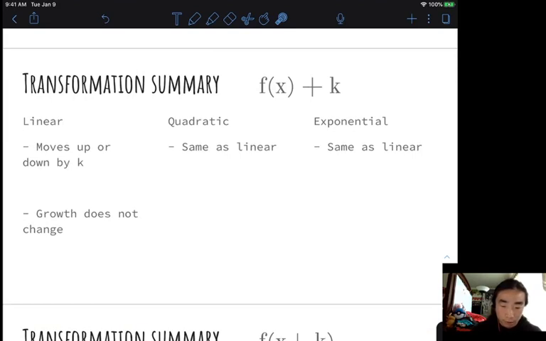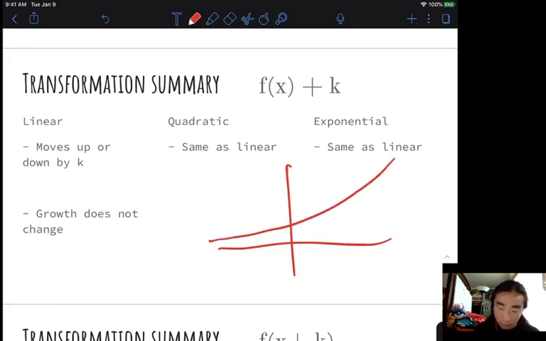So for here, you'll see that linear and quadratics often perform, like when you perform a transformation, in this case adding some constant k, the same kind of change happens, right? The growth doesn't change for either of these, and then it moves up and down. This one, I think, is the simplest case. And then exponentials even work the same way. When you have some kind of graph like this, when you add k to it, then it goes up if k is positive like that. And then if I were better at drawing, the curve would look also the same.